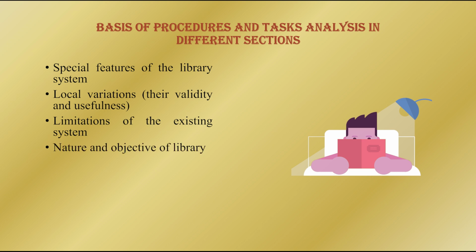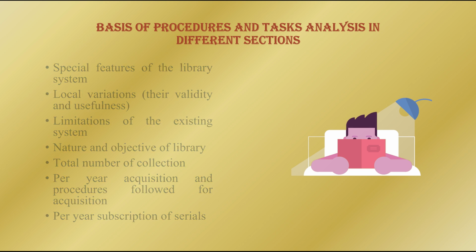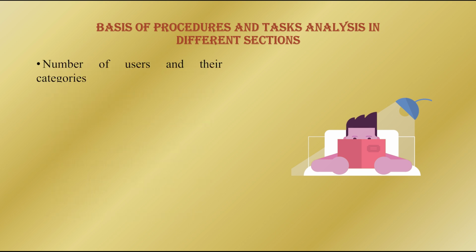Then the nature and objective of the library; I have to know first what the nature and objective of the library is. Then the total number of collections, per year acquisition, how many books are acquired per year, the procedure followed for acquisition, and per year subscription of the serials; that is important. Number of users and their categories is the most important part. How many users are there, so that we are able to serve them. Per day transactions: issue, return, reservations, how many per day.